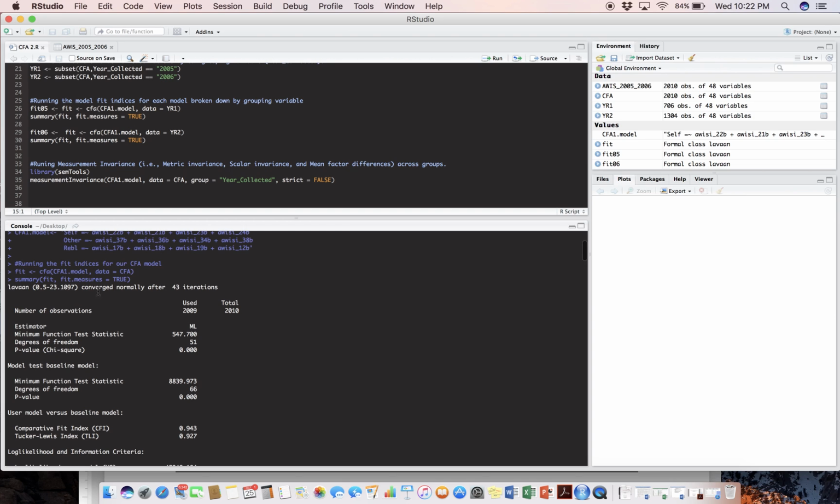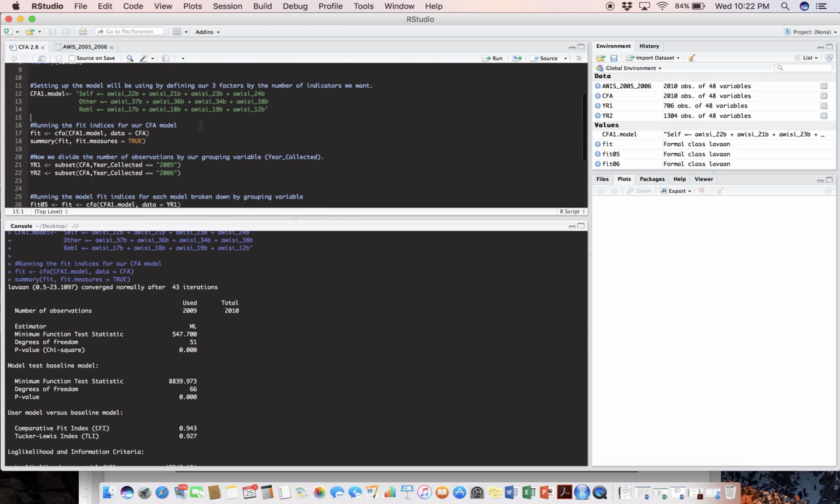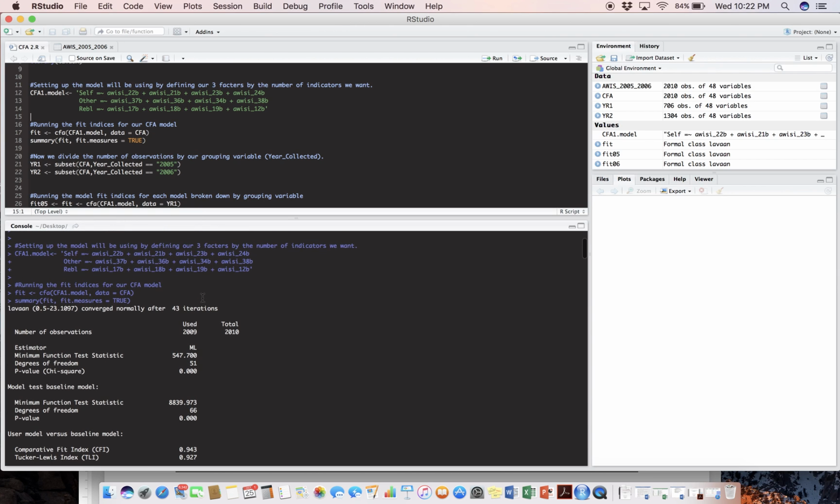All right, so this is our first model. This is our free model. We haven't constrained anything. All we did was tell R to run the model in its entirety and spit out some fit indices. So here we see.